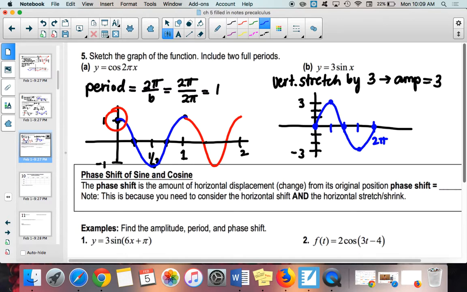If we want 2 full periods, we could do it on the right side and go all the way out to 4 pi. Or we could do it over here on the left side, it doesn't matter, and go to negative 2 pi. It's up to you. So down, up, down. That would be 2 full periods. Make sense?